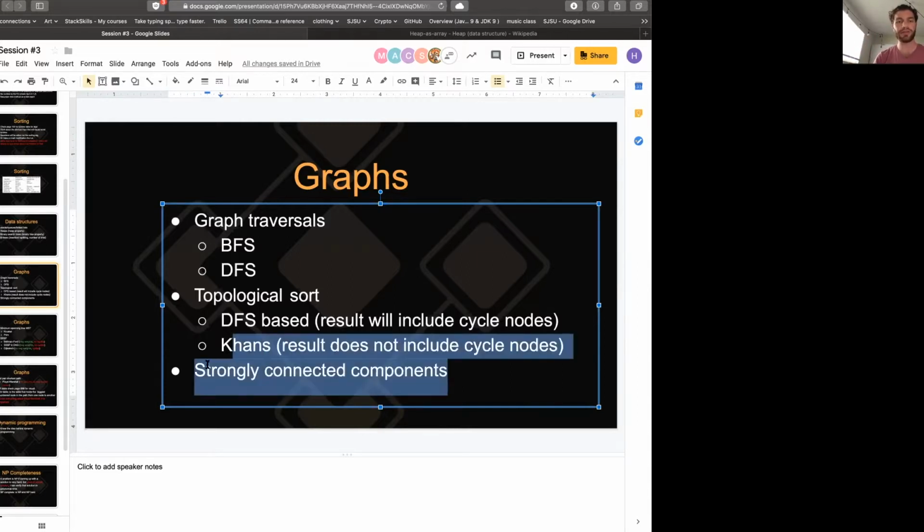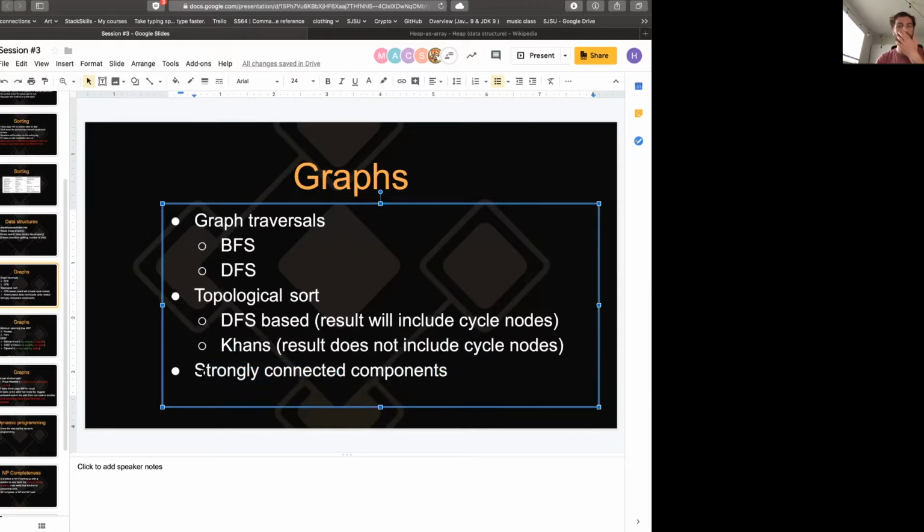Strongly connected components is an important topic too. I remember personally doing it for one of the questions in the midterms. So we're still not done with the graphs.